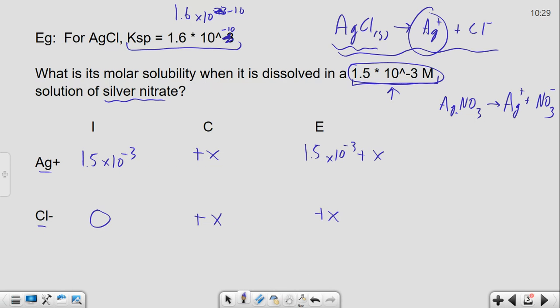Hold on, before I go to that step. If you were to plug this into your KSP and solve, here's what you're going to get. KSP equals 1.5 times 10 to the negative 3 plus x, times x. Now, x times x is x squared. I have an x squared term. I have no way to get rid of it. I have to do a quadratic equation to solve this.